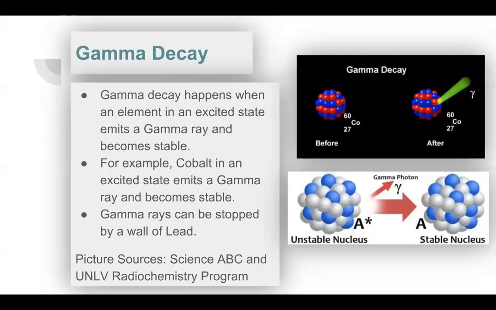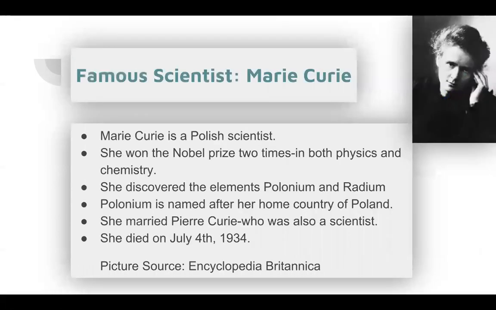Then there's gamma decay, the most dangerous. Gamma decay happens when you have an element in an excited state, and it emits something called a gamma ray and becomes stable suddenly. For example, you have cobalt in an excited state, and it emits the gamma ray and becomes stable. Gamma rays can be stopped by a wall of lead, so they're the hardest to stop.